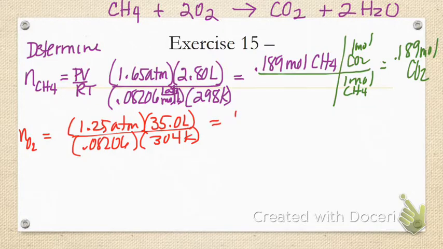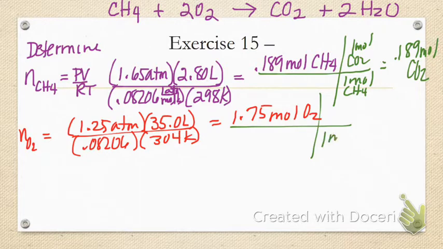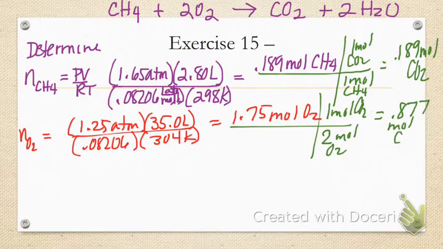And I get 1.75 moles of oxygen. And then I go get my mole ratio. So 1 mole, just kidding, 2 moles of oxygen produce 1 mole of CO2. So that is 0.877 moles of CO2. So clearly this is my answer, and the CH4 is the limiting.